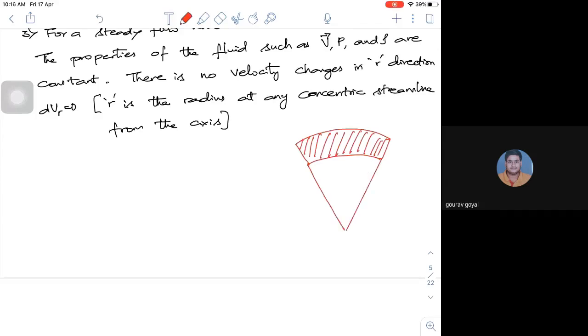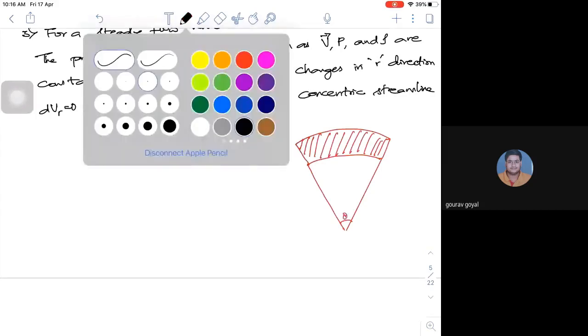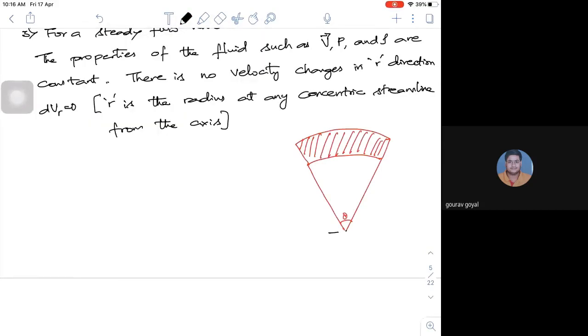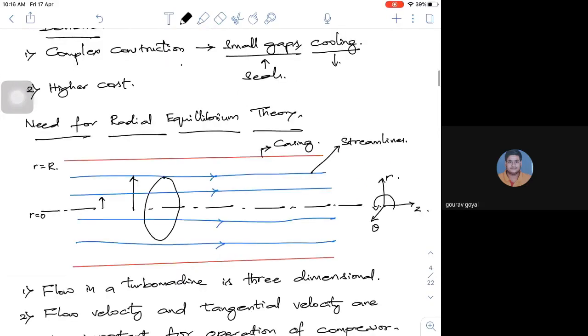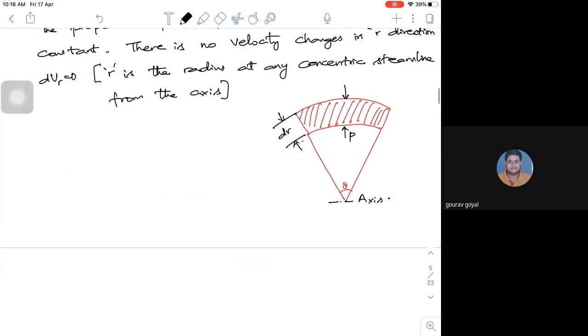And so if I take, this is with respect to your axis. So this is where your axis is there. And this is a small elemental radius dr, and the pressure acting in this element, if I call this as P, and on the other side of it, it is P plus a small incremental pressure change.